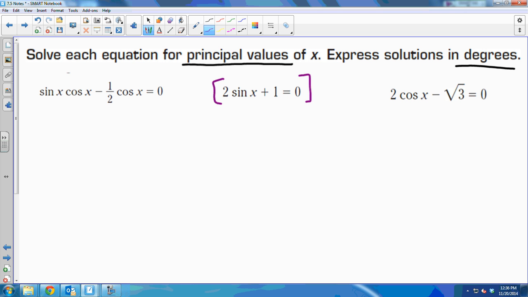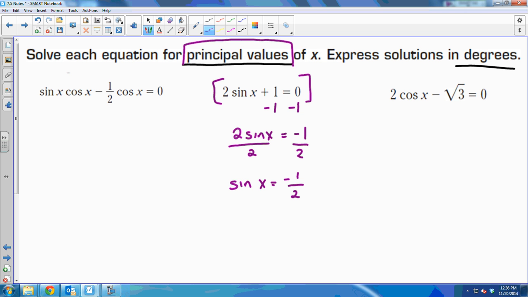Subtract 1, and then divide by 2. So I have sine x equals negative 1/2. Like we were doing yesterday, we're looking for x where sine x is equal to negative 1/2. But the directions say to use principal values.